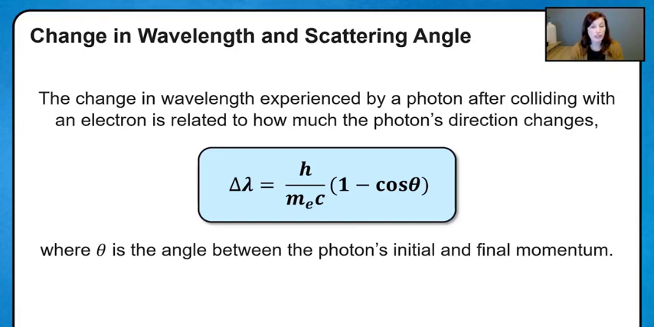So the quantities h, me, and c are all physical constants. So Planck's constant, mass of an electron, and speed of light in a vacuum. They're all physical constants. So this equation relates the change in wavelength of the photon to how much the photon's direction changes. So theta is the angle between the initial and final momentum of the photon.